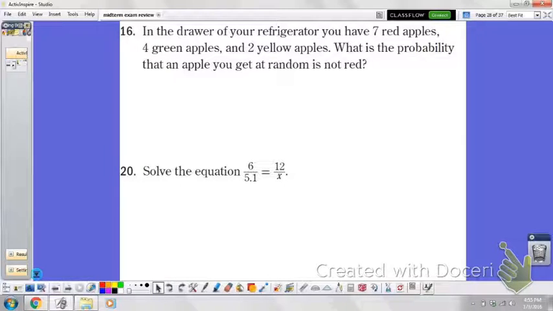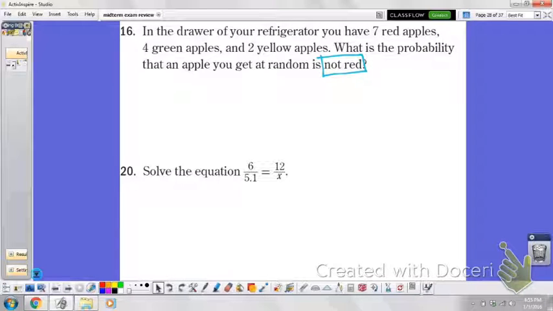Number 16 says, in the drawer of your refrigerator, you have 7 red apples, 4 green apples, and 2 yellow apples. What is the probability that an apple you get at random is not red? So remember, probability is what you want to get over what you could get. So we want to find out the probability of getting an apple that is not red.